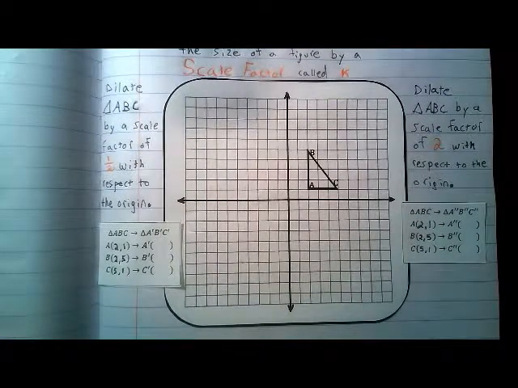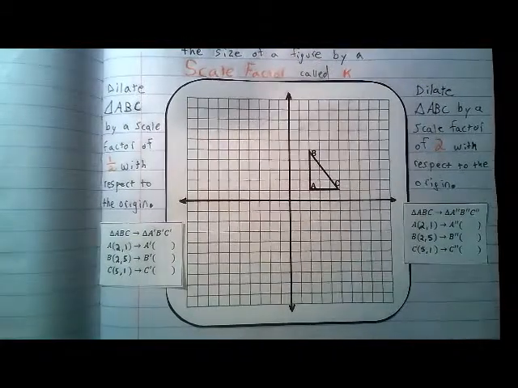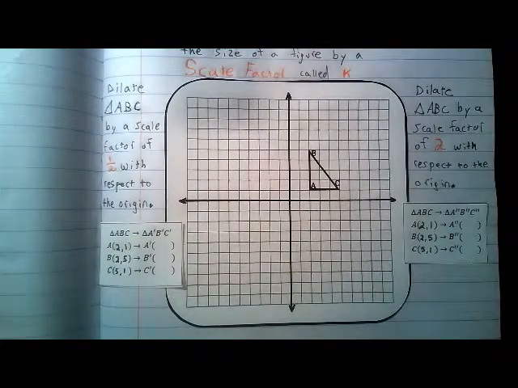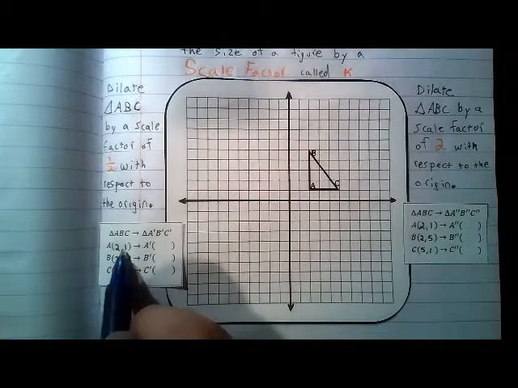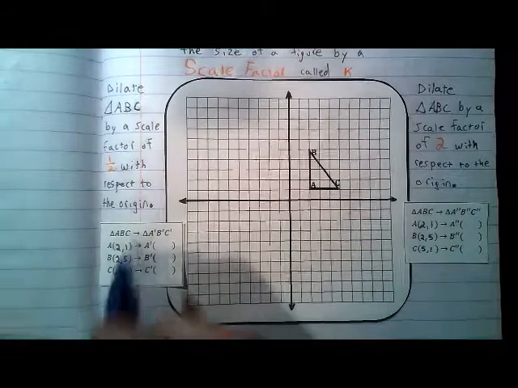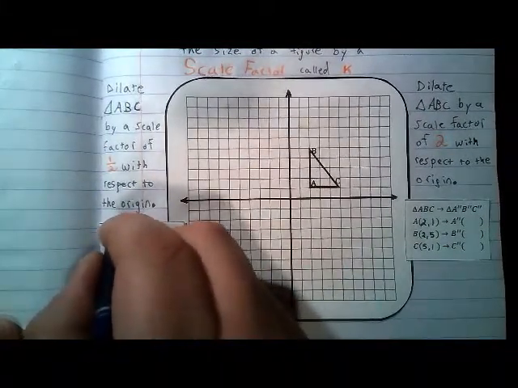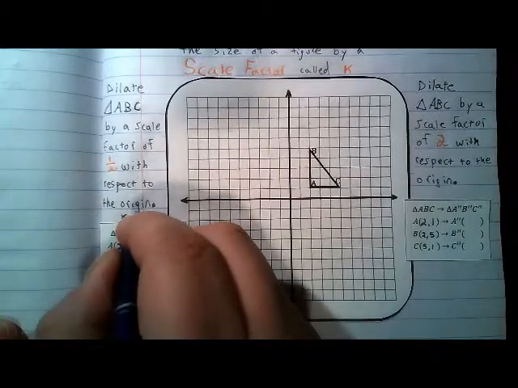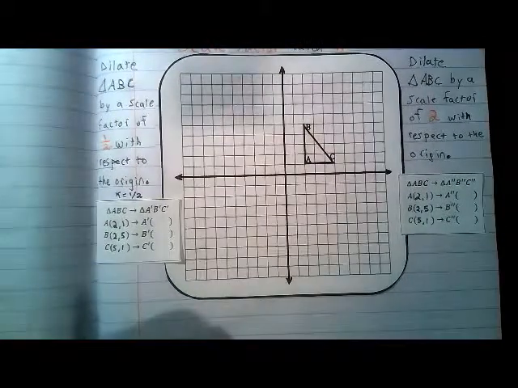Dilate triangle ABC by a scale factor of 1/2 with respect to the origin. So this is our first problem. Now when we dilate something by a scale factor called k, what we have to do is multiply every single coordinate, both x and y, by whatever the scale factor is. In this case the scale factor is 1/2. Sometimes it's helpful to write k equals 1/2. You could write k equals 0.5 if you wanted to.